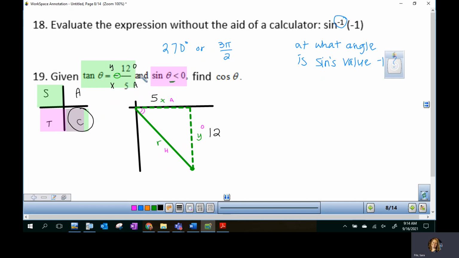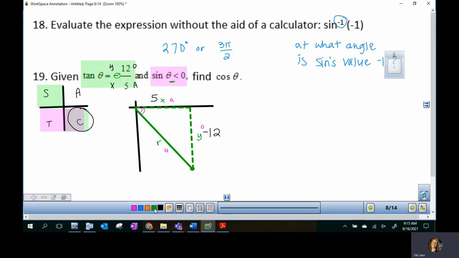Now one of those has to be negative because it says negative right here. Which one is the negative? And how do you know that? Yeah, because we're in quadrant 4. Y is negative. You're going to the right, that's a positive movement. Down, that's a negative movement. So the 12 is the negative, 5 is positive.